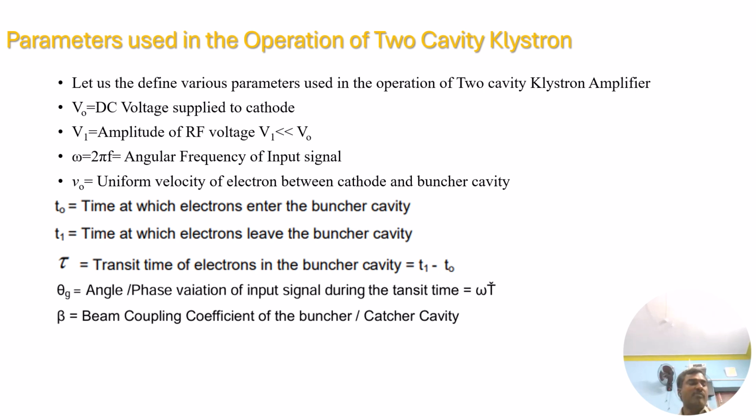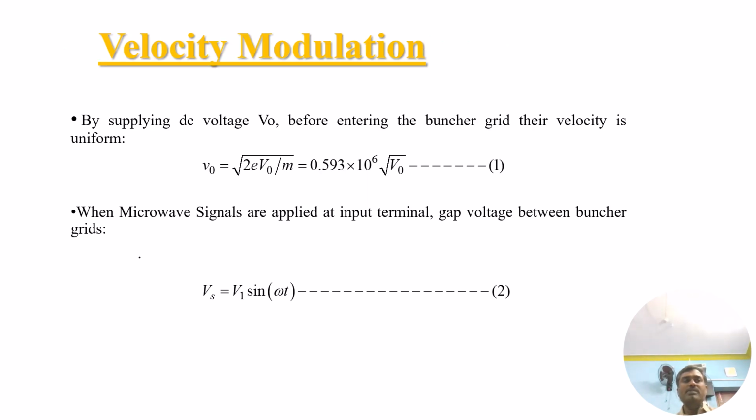Theta g is nothing but phase variation of the input signal during transit time. Beta is the beam coupling coefficient of the buncher cavity. Once the electrons are generated by the cathode, these electrons will travel with the uniform velocity from electron gun till reaching a buncher cavity. This unchanged velocity of the electron is given by expression number 1, where lowercase v0 equal to root 2eV0 by m, where e represents charge of electron, capital V0 represents the voltage which is supplied to cathode gun, and m represents the mass of electron.